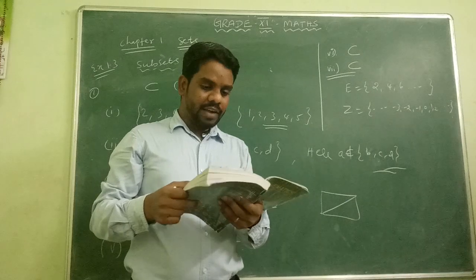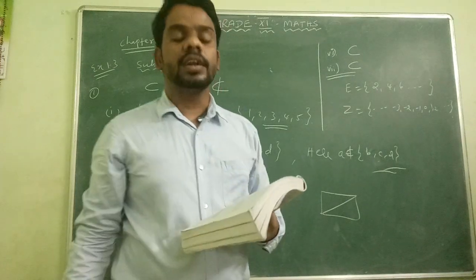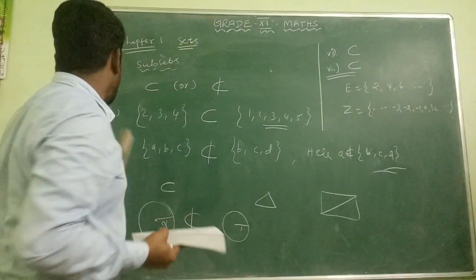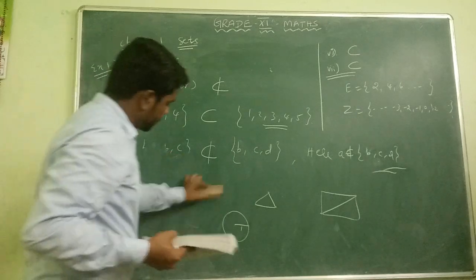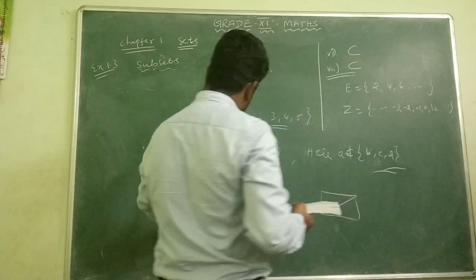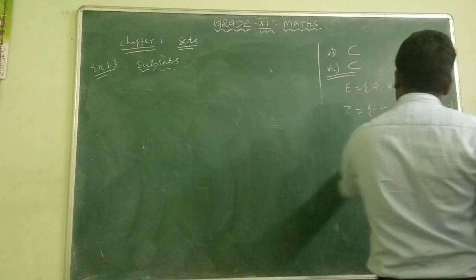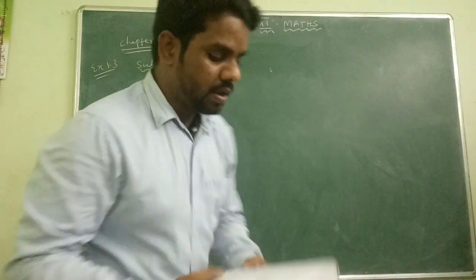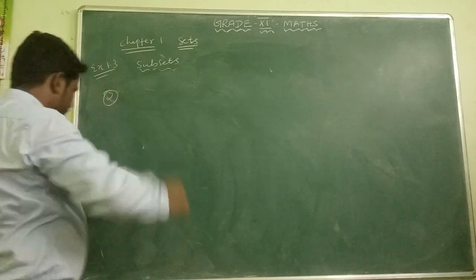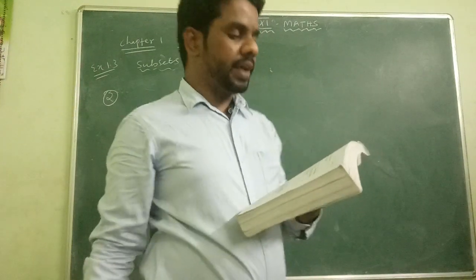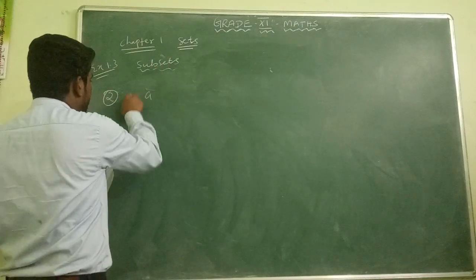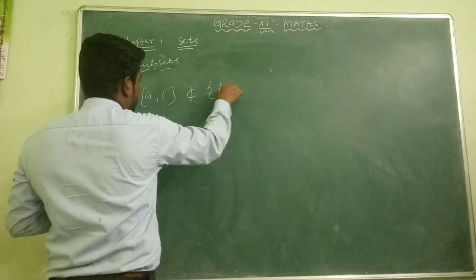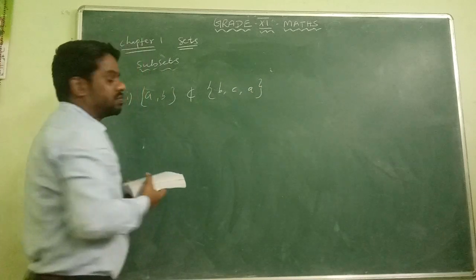Second question. Examine whether the following statements are true or false. Listen, students. First one, {a, b} is not a subset of {b, c, a}. It is false. Why, sir?